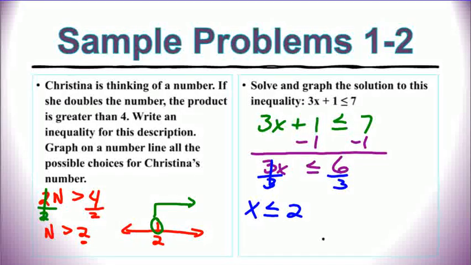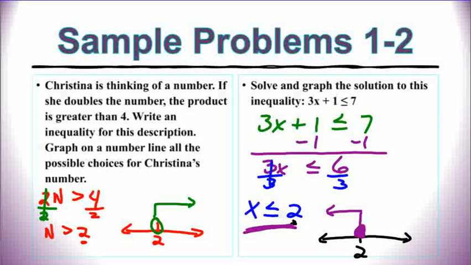So I grab my number line. And then my number is just going to be 2, because that's what I have here. It has the equal to part, so I need to have a filled in circle on 2. It says it's got to be less than or equal to, so it's got to go to the left. So this would be my answer with the inequality, and there you can see my graph for that inequality.